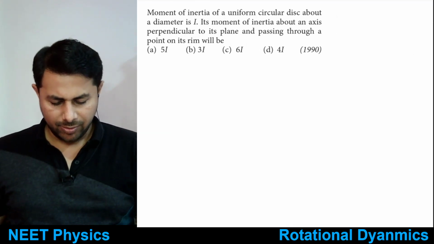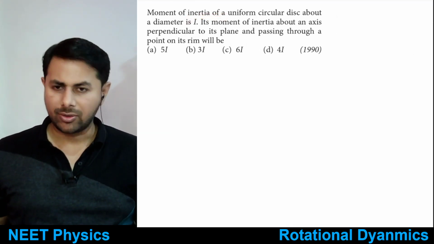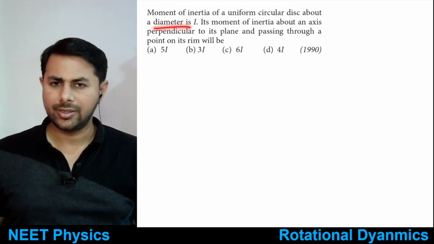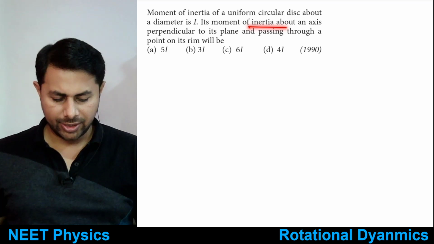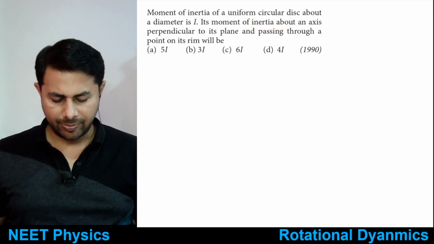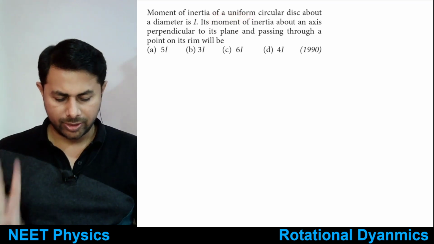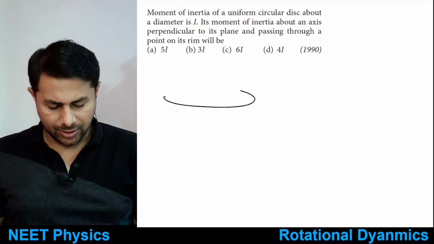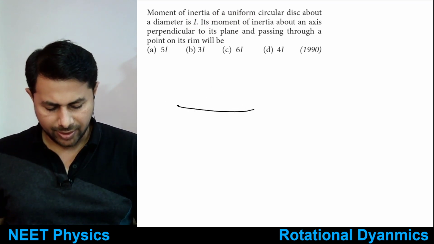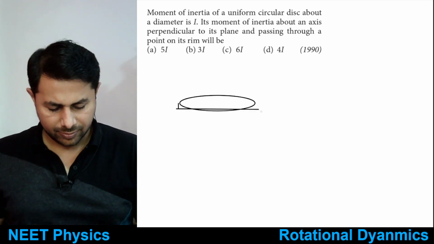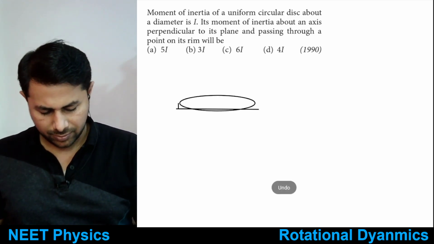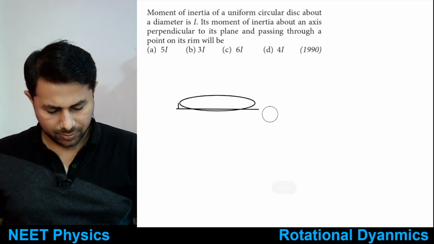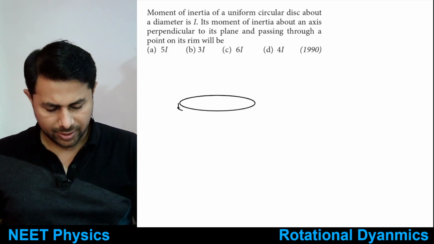Let's see next one. Moment of inertia of a uniform circular disk about a diameter is I. Its moment of inertia about an axis perpendicular to its plane and passing through a point on the rim will be. Moment of inertia of uniform circular disk about diameter is I. Okay, so this is given. So moment of inertia of a disk about the diameter is I.